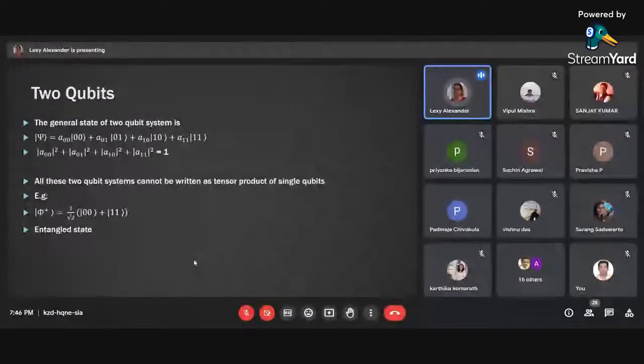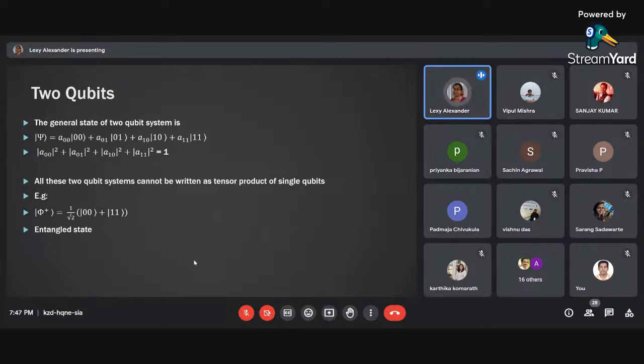So for example, suppose this is a qubit state: ket psi plus is equal to 1 by square root of 2, ket 00 plus ket 11. This is a valid qubit state, but you cannot write it as a tensor product of two single qubits. It is called a Bell state, and it is an entangled state. So we cannot generate this as a tensor product.